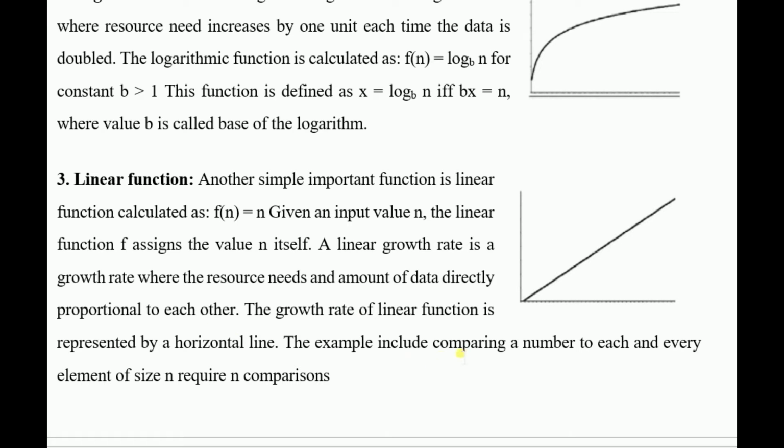The growth rate of the linear function is represented by a straight line. The examples include comparing a number to each and every element of size n, which requires n comparisons. For example, when we are taking the linear search algorithm, what happens? We will take n number of values and we will search one value, or compare one value with those n number of values. Then we have to compare the search value with n number of values.